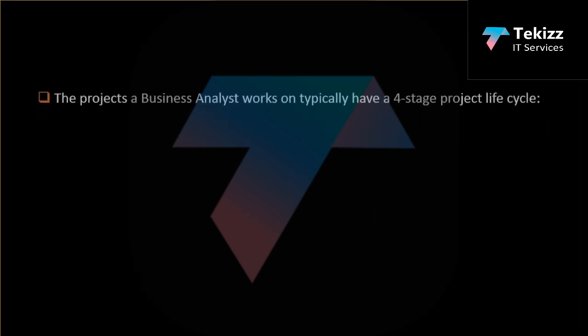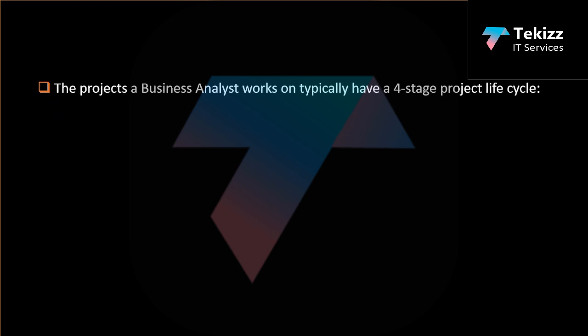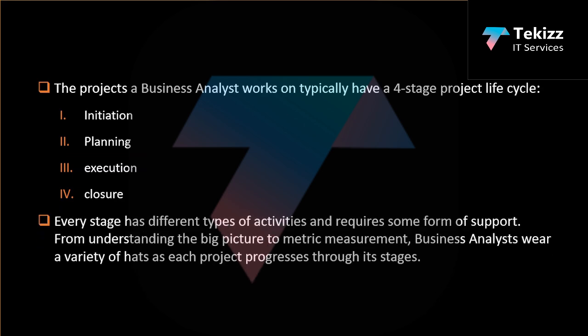And then if we talk about the project, a business analyst typically works on four stages of the project cycle. That is initiation, planning, execution, and closure. Sometimes we can club the first two stages together as initiation and planning as an initiation. Now, every stage has a different type of activity that requires some form of support, and from understanding the big picture to the metric measurement, a business analyst wears a variety of hats as each project progresses through its stages.